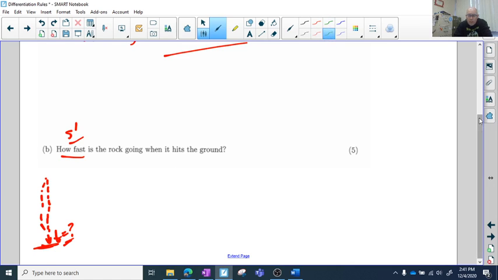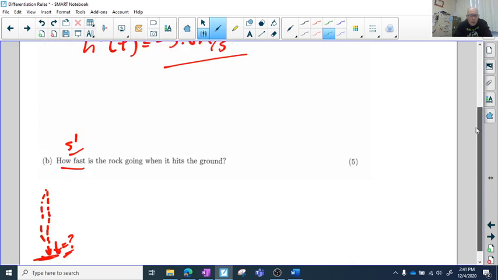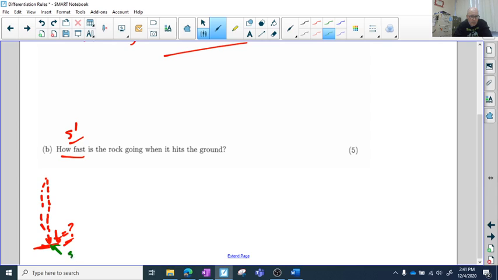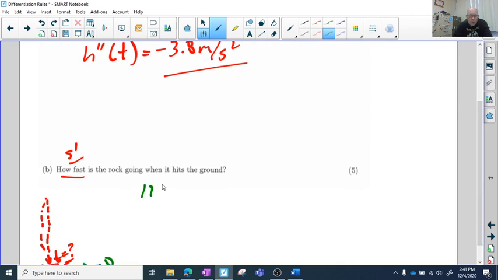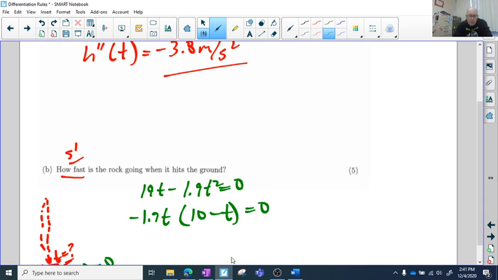Well, let's take our function and figure out when it hits the ground. So when it hits the ground, right here, the position, s, should be 0. So take your position function, which is 19t, subtract 1.9 t squared, and figure out when that height will be 0. Let's take out a negative 1.9 t. That will give me 10 minus t equals 0.